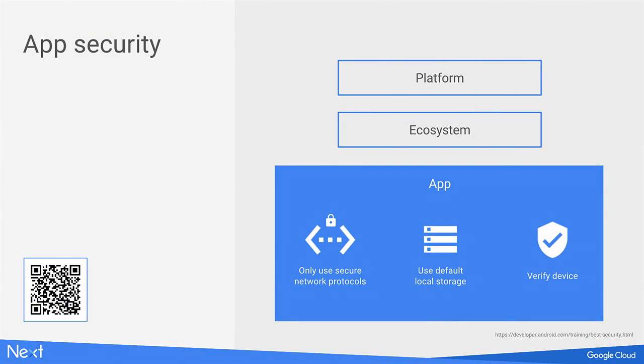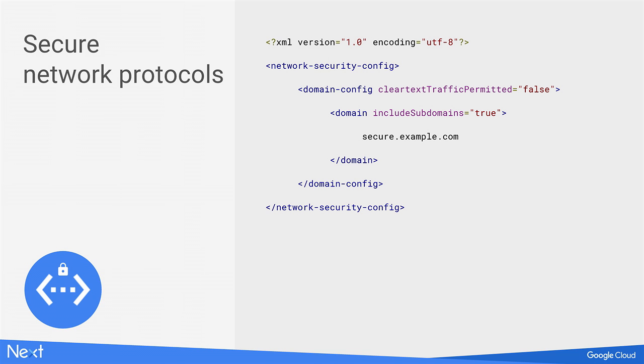So the top 3 things, if there are just 3 things you think about when securing your app, these are the 3 that we recommend. Firstly, making sure you're using only secure network protocols. Secondly, using the default local storage that's provided by Android. And thirdly, checking that the device is authentic and uncompromised when you're running on it. There's a full list at this QR code here with extensive details about how to further secure your apps. Let's go into a few more details, though.